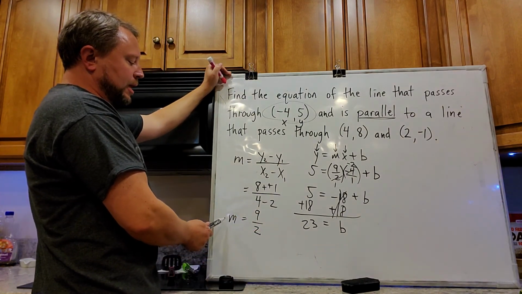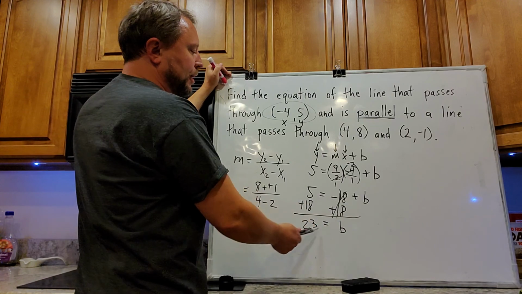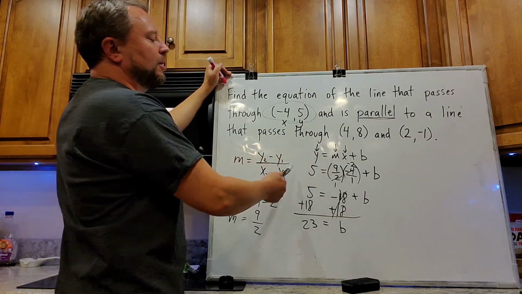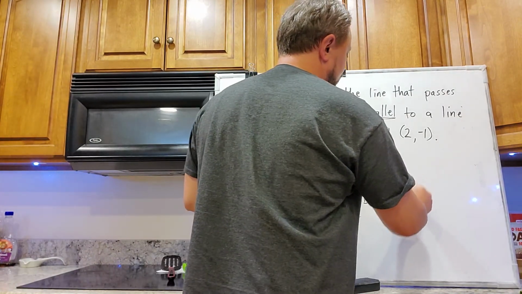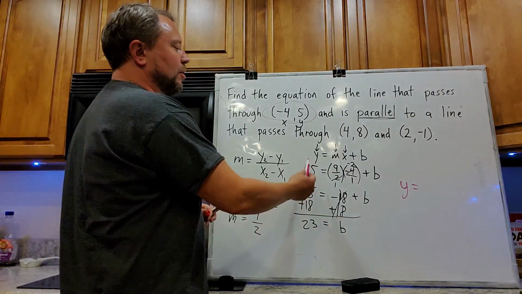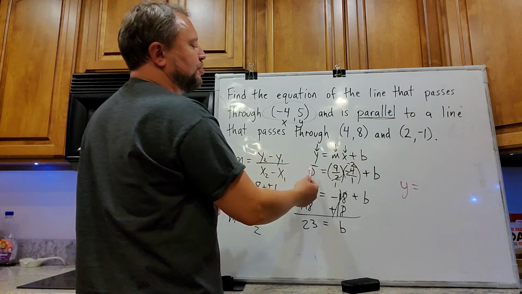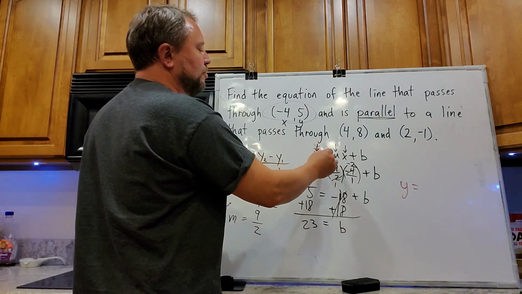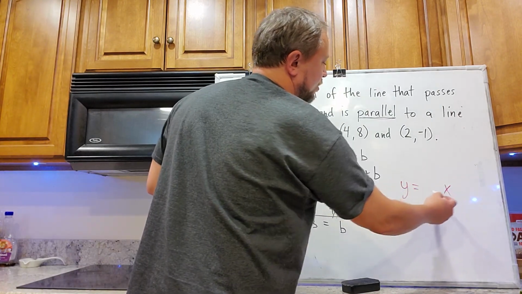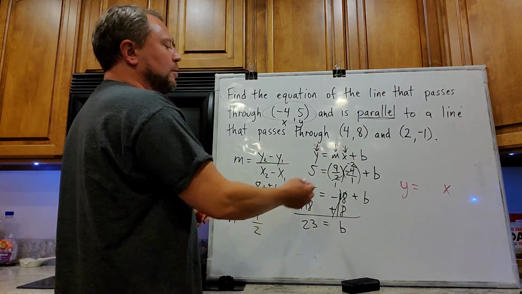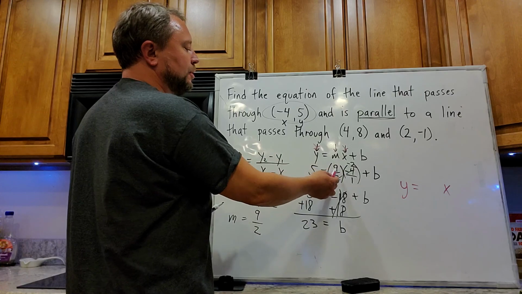So now that I have the m, the slope, and the b, I should be able to fill in the final answer, the equation. I go back to my y equals mx plus b, but this time I do not plug in for the x or the y. I'm going to leave those as x and y in the equation. But I do plug in my m, 9 over 2.